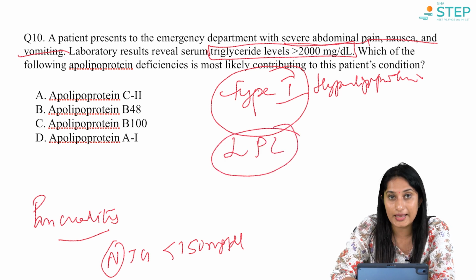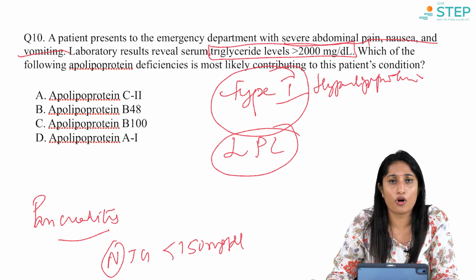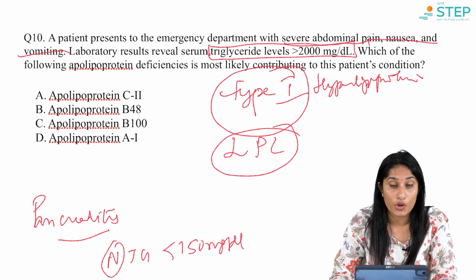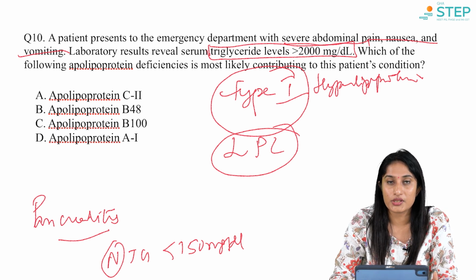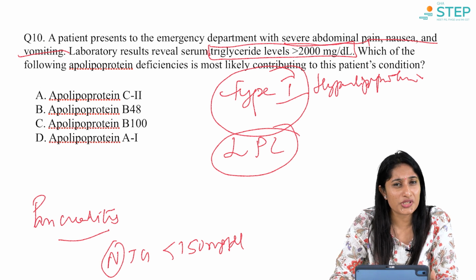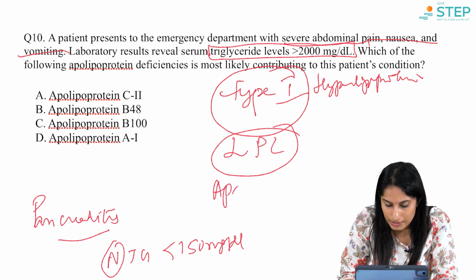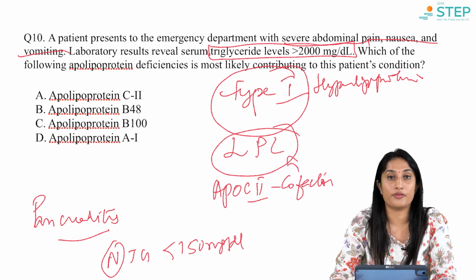Lipoprotein lipase, LPL. But in the options, we do not have the enzyme here. They have asked for which is the apolipoprotein. Lipoproteins means lipids plus proteins. The protein part would be called the apoprotein. So, which is that apoprotein? You will have to remember it is ApoC-II, because this is a cofactor for the LPL deficiency.